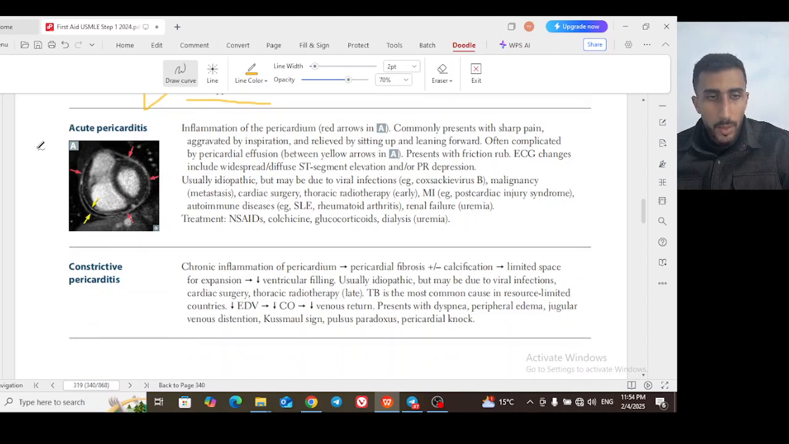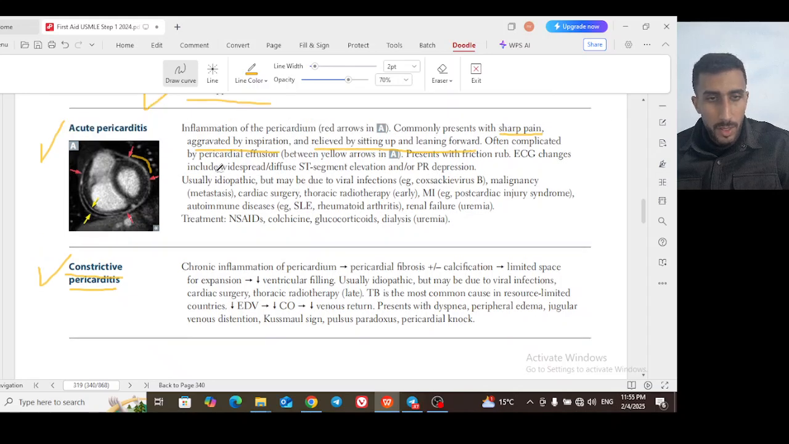So you have acute pericarditis and constrictive pericarditis. Acute pericarditis is the acute form, and on the long term, fibrosis will ensue, and you will have constrictive pericarditis. Acute pericarditis means, of course, inflammation of the pericardium. And the character of pain of pericarditis is very famously known: sharp pain, increased with inspiration, relieved by sitting up and leaning forward, very well known.